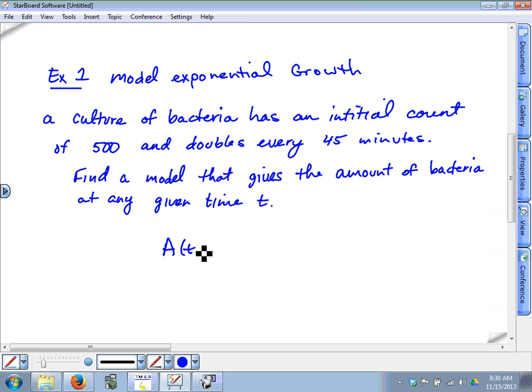So the model is going to look like this. A of t is equal to A sub naught times e to the kt. What do we know? What don't we know? We know the initial count. A sub 0 is equal to 500.